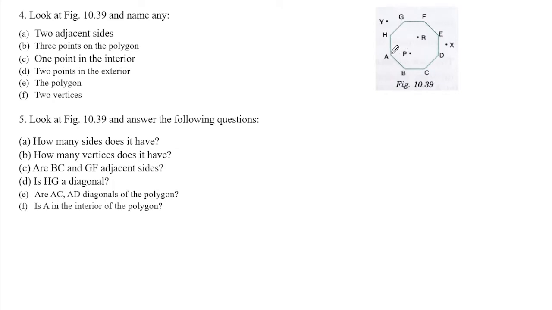So, we can say A, B and C, right? There are any 3 points on this polygon. So, point A, point B and point C. Okay?